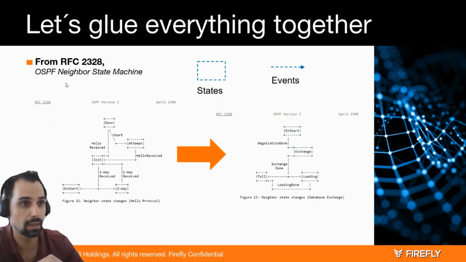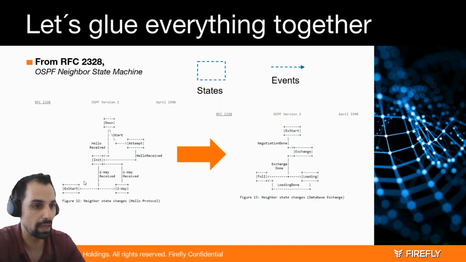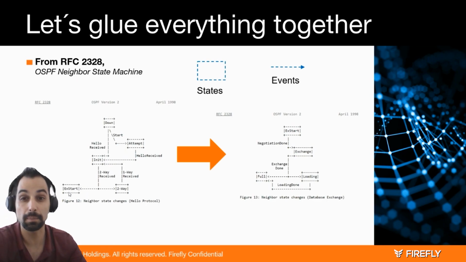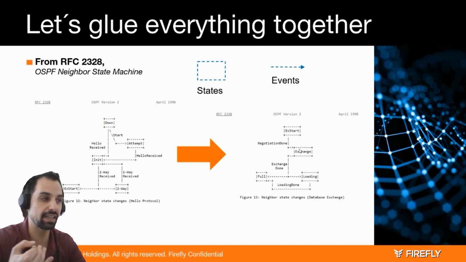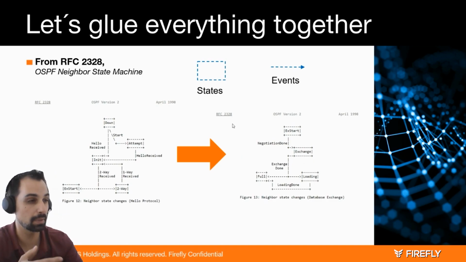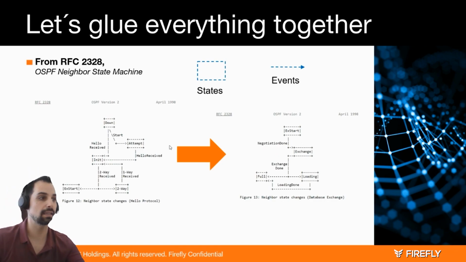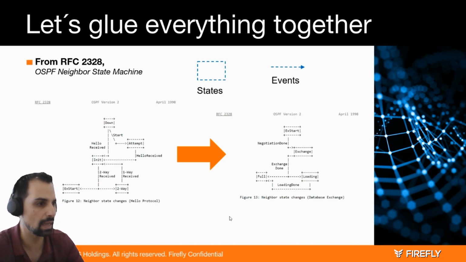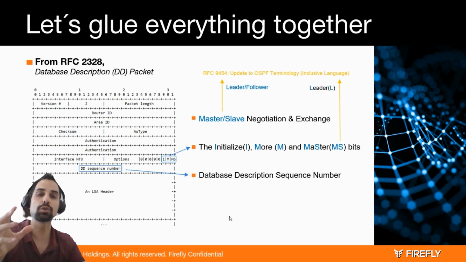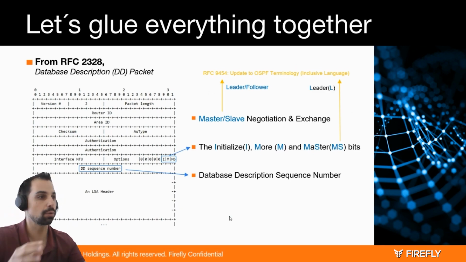If we go back to the OSPF neighbor state machine, we see the ExStart, or exchange start, state, which comes before the Exchange state, which could be confusing. Before we go to the Exchange state, we pass through the negotiation done event. That means the ExStart state is actually a negotiation between the two routers that are becoming neighbors. And what's that negotiation? They negotiate who's going to be the master and who's going to be the slave.